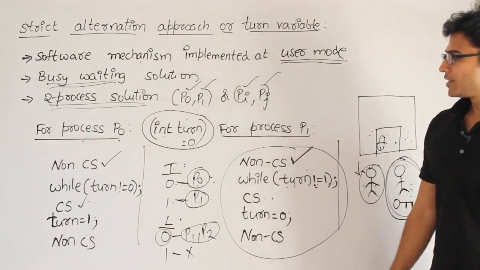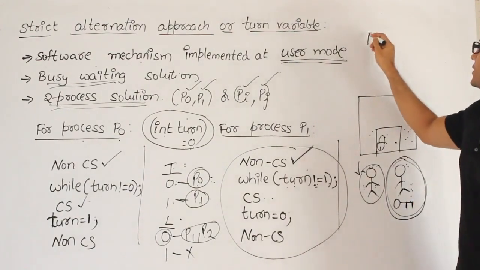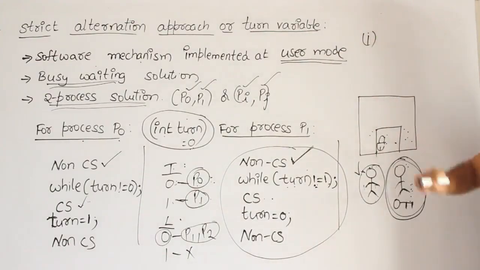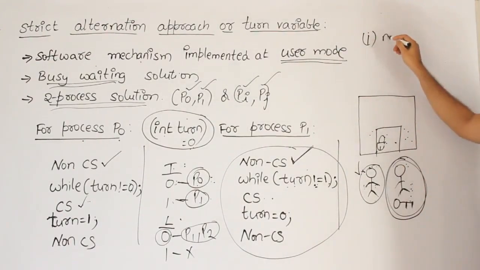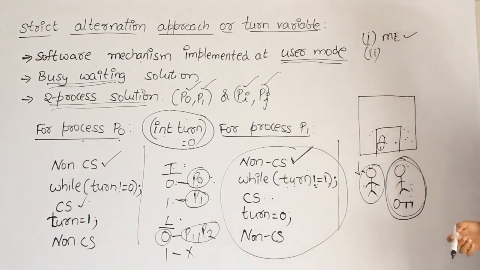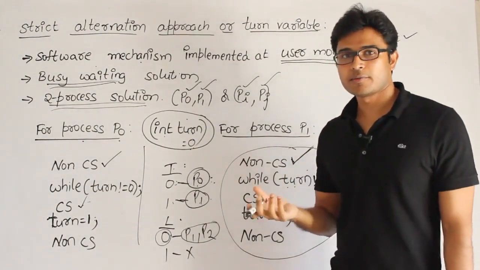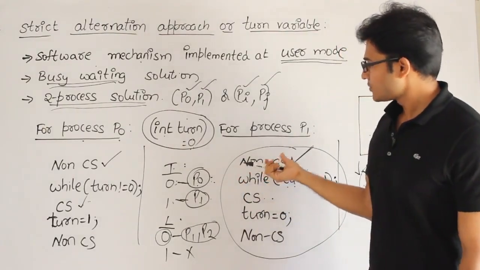Fine. Now mutual exclusion is guaranteed. That is the first one, right? The first condition that any synchronization mechanism should satisfy is mutual exclusion, satisfied. What is the second condition that any method should satisfy? The second rule, as you remember, is progress.